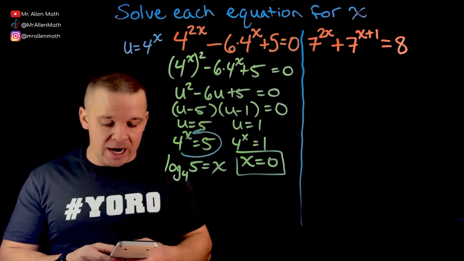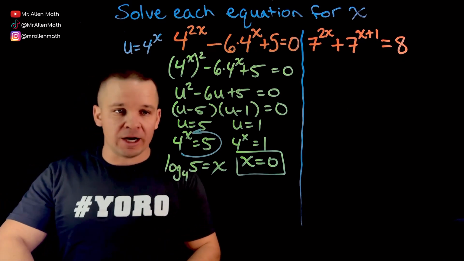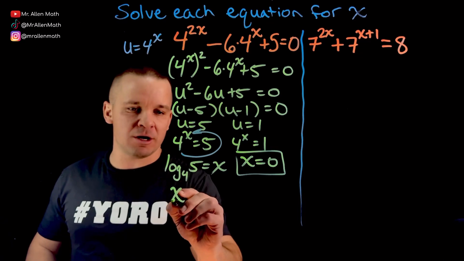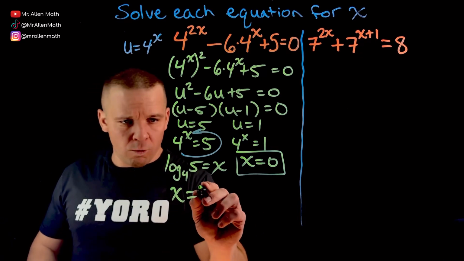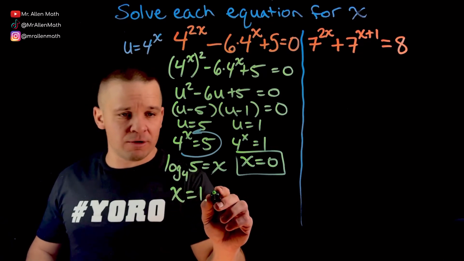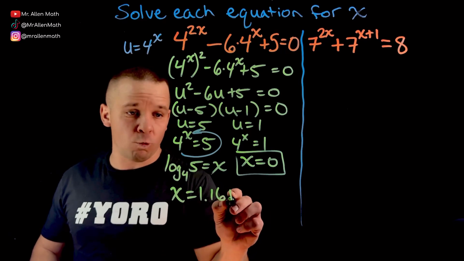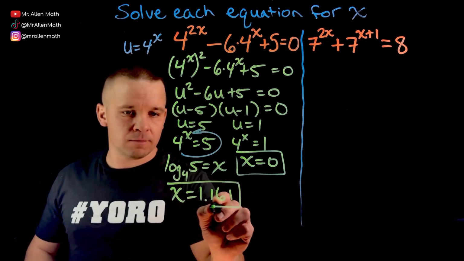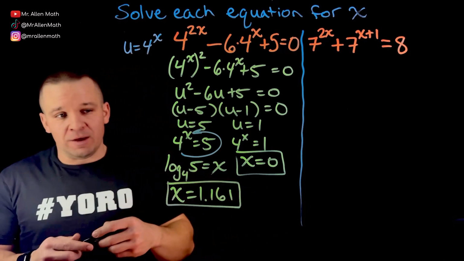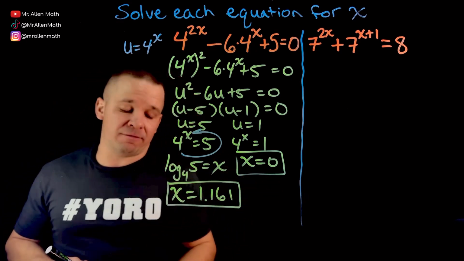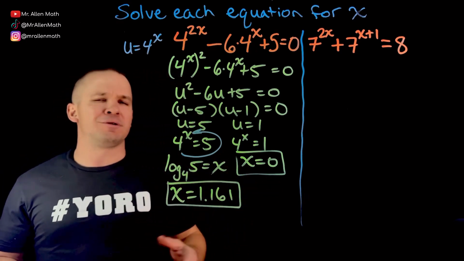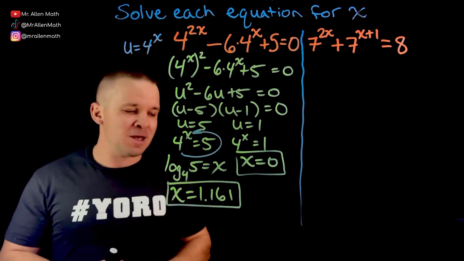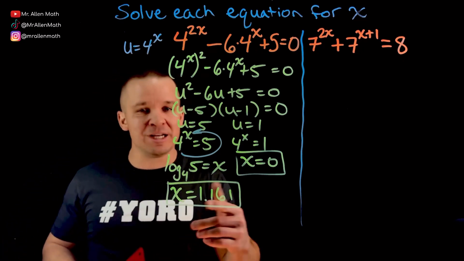I can type in 4, arrow over, type in 5, and we'll get an approximation here, a decimal. X equals 1609, so let's just say 161. All right? Nice. You could even leave it as x equals log base 4 of 5. That's acceptable. It's like leaving it in terms of pi when you're dealing with circles, right? But if they ask for a decimal, you'd need to do so, all right?